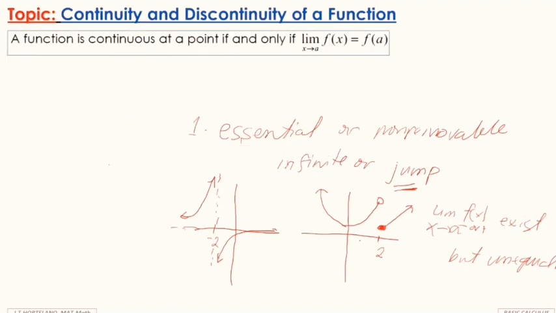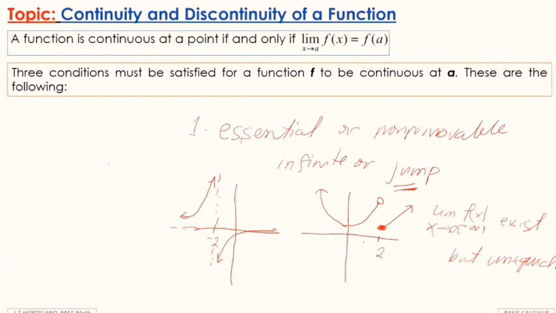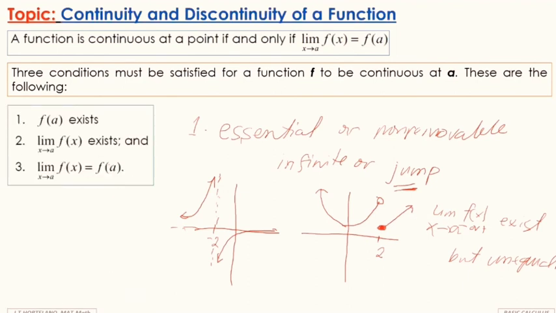A function is continuous at a point if and only if the limit of f of x as x approaches a is equal to f of a. These are the three conditions to be satisfied. The f of a must exist. The limit of f of x as x approaches a must exist also. And they are equal.